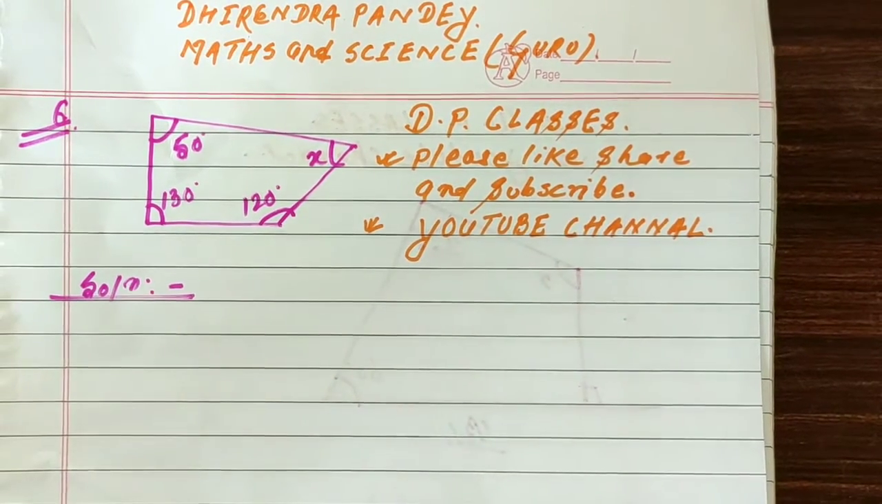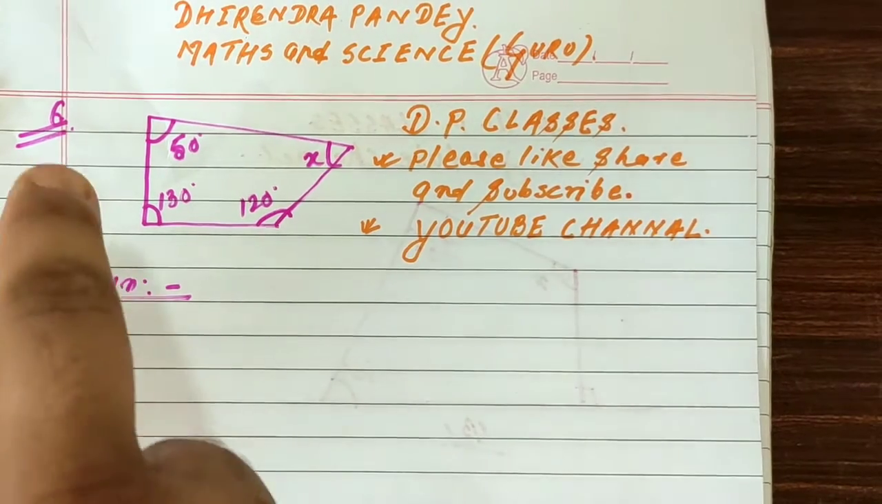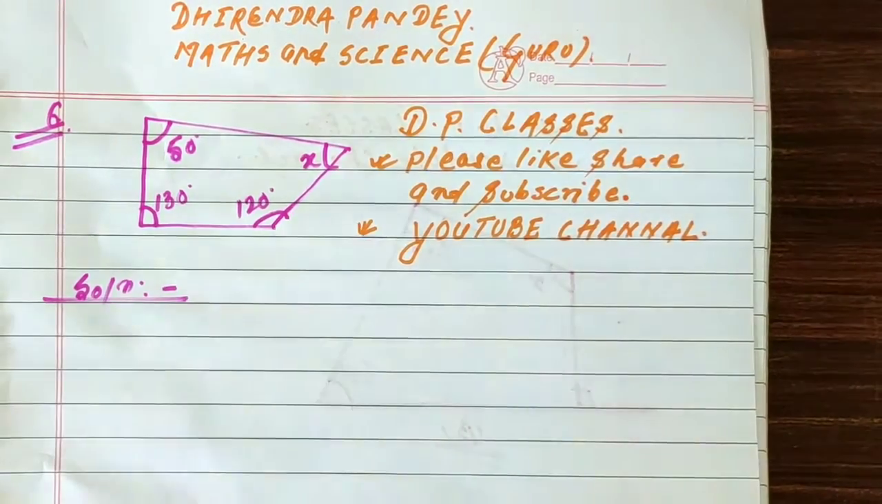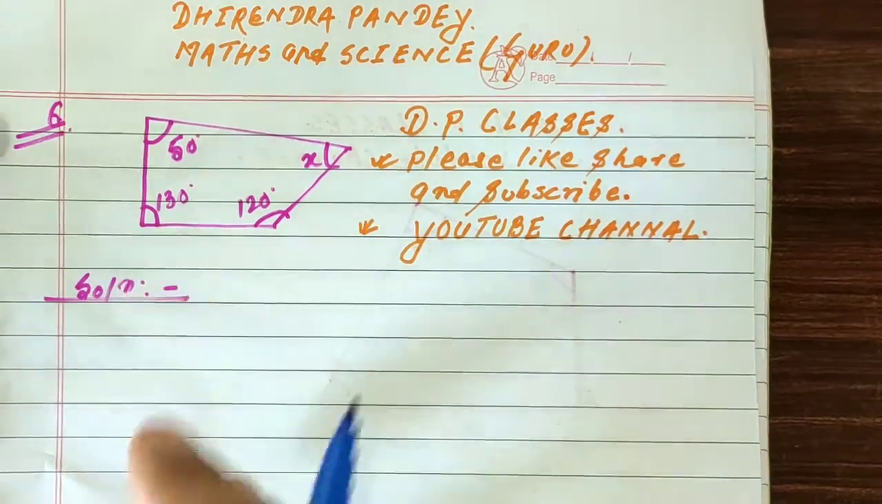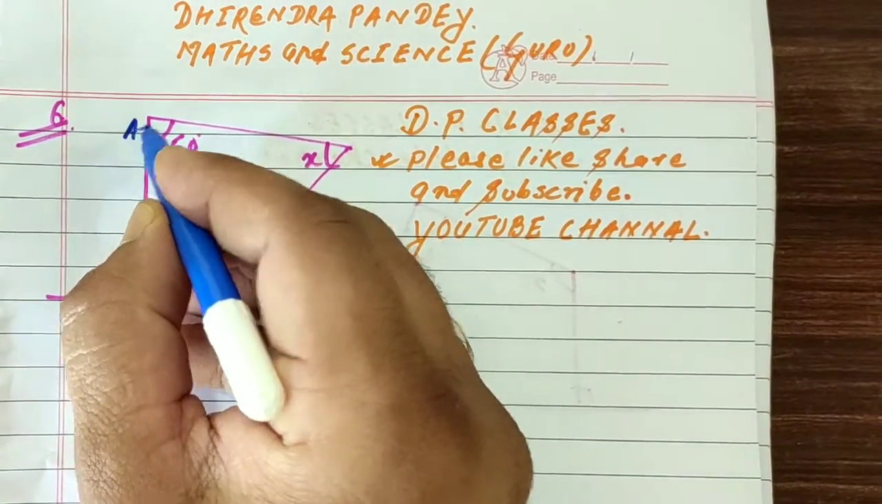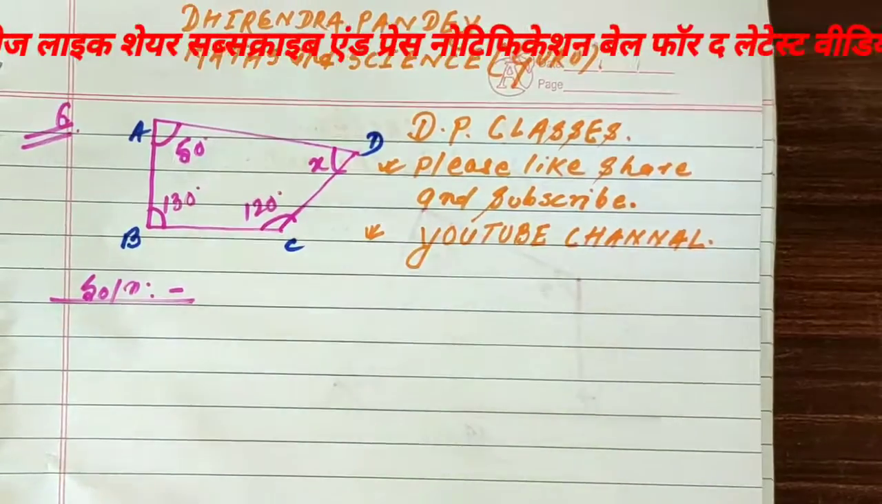Today we are learning a very important topic of class 8, that is understanding quadrilaterals, question number 6. Most of the candidates are not able to understand this question as easily as it can be. It is a very easy question. Look at the figure. First of all you have to name it A, B, C and D.